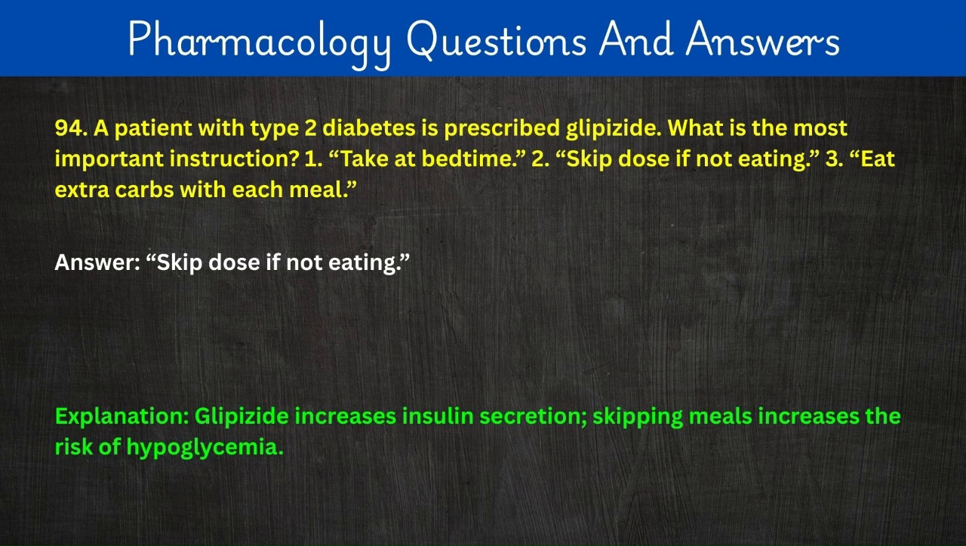94. A patient with type 2 diabetes is prescribed glipizide. What is the most important instruction? 1. Take at bedtime. 2. Skip dose if not eating. 3. Eat extra carbs with each meal. Answer: skip dose if not eating. Explanation: glipizide increases insulin secretion. Skipping meals increases the risk of hypoglycemia.